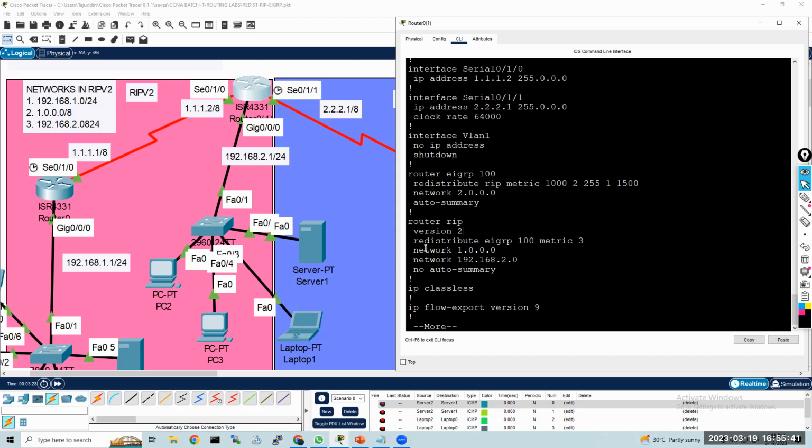Here it is also configured: go to RIP version 2, redistribute EIGRP 100, metric 3. Why is it 3? Your RIP works based on hop count, the number of hops. That's the reason they gave 3, because we are using 3 routers, 3 hop count. Got it, guys? Correct.